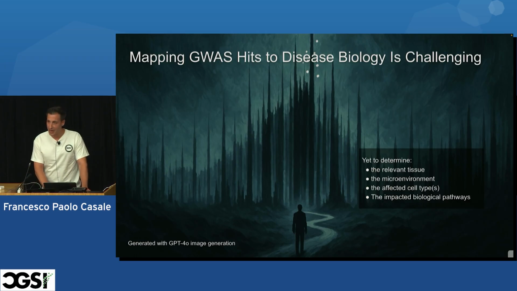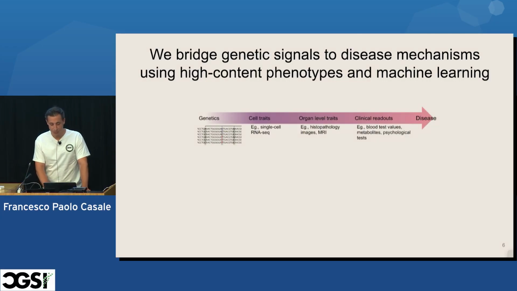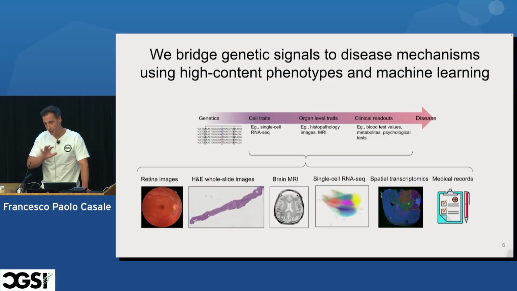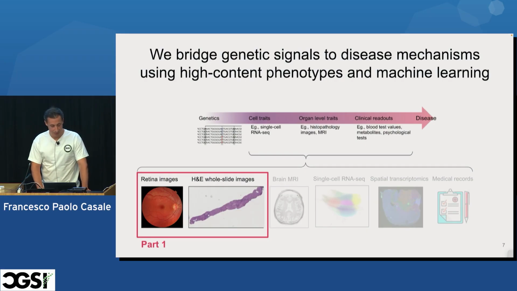And so what we do in the lab, we try to bridge genetic signals to disease mechanisms by leveraging high-content phenotypic data and machine learning. And we do this across cell traits, organ-level traits, and clinical readouts, working at all different scales and with different modalities. Today, I'm going to tell you about the work that we do on histology data and also a bit on retinal images. And that's in the first part of the talk.